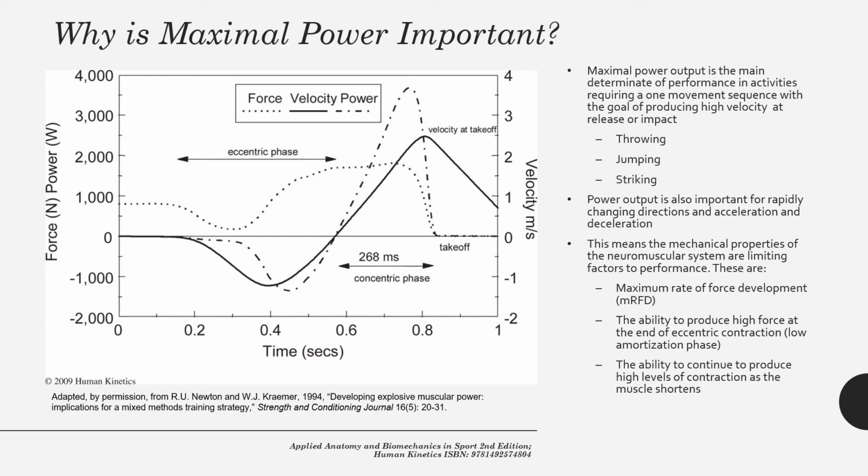We are absorbing energy in the eccentric phase and then quickly converting this into power output in the form of velocity. This transition between eccentric and concentric activity is referred to as the amortization phase. We want this to be as low or as small as possible for optimal force development. This also, with maximal force development, is our ability to continue to produce high levels of contraction once a muscle is shortened. So I'm contracting a muscle. What is my ability to continue to contract my muscle?